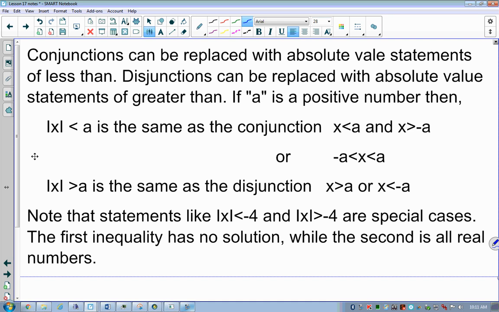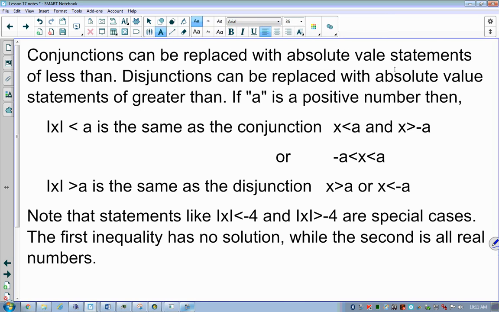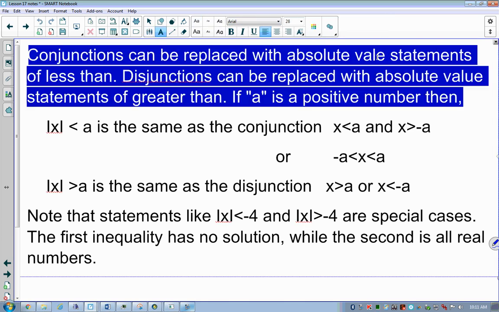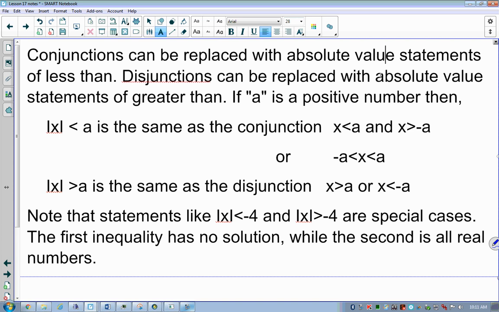Conjunctions can be replaced with absolute value statements of less than. Disjunctions can be replaced with absolute value statements of greater than. If A is positive, then the absolute value of x is less than A is the same as the conjunction x is less than A and x is greater than negative A.